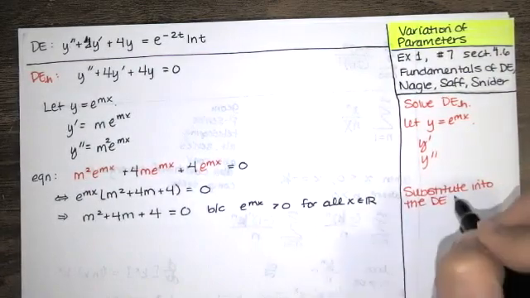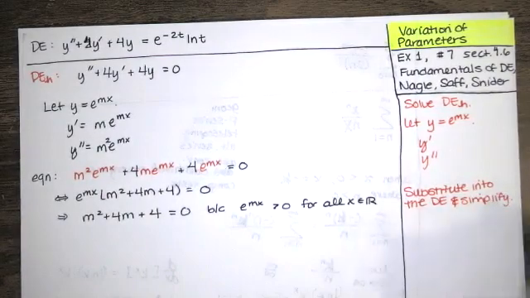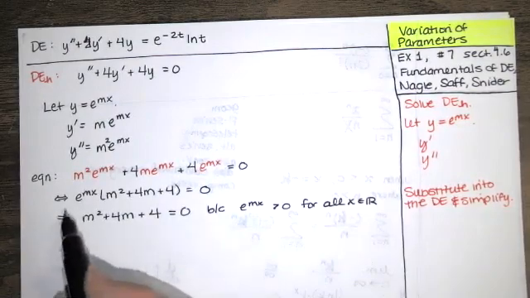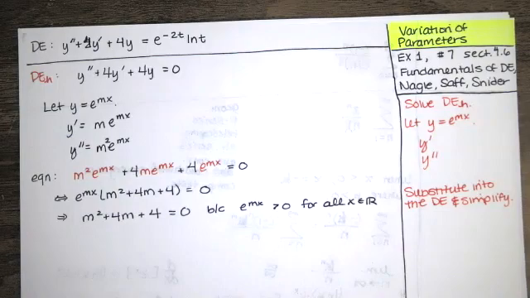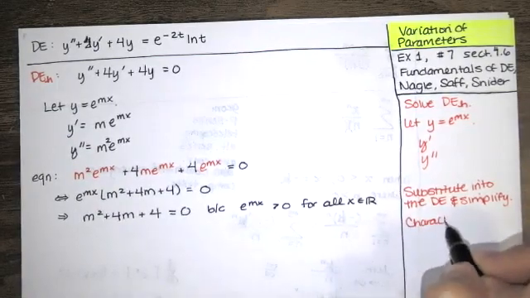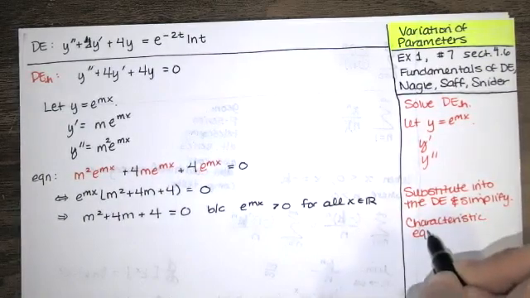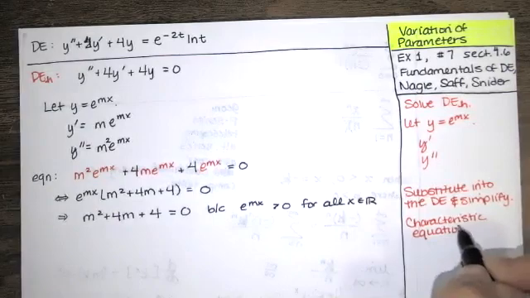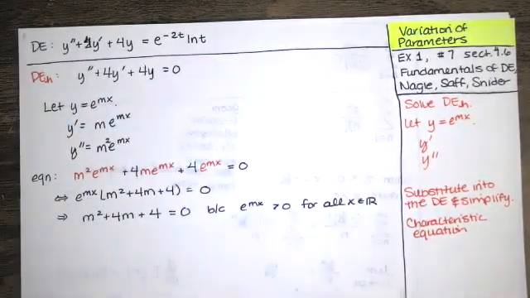So we substitute into the differential equation and we simplify. We factor out the e to the mx, we divide it out. Or you can just say the only way this product is 0 is if this is 0 because this is never 0. And that leads to that characteristic equation. Now this is a polynomial equation that the values of m have to satisfy in order for e to the mx to be a solution to this equation.